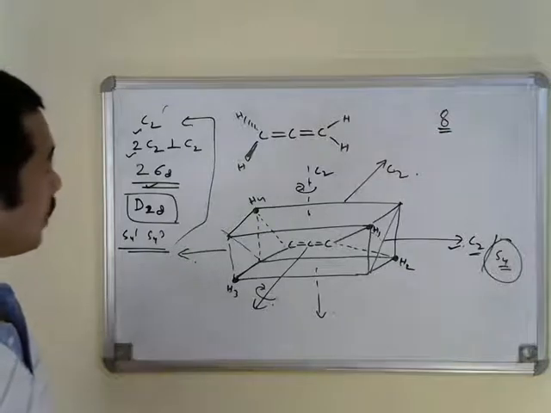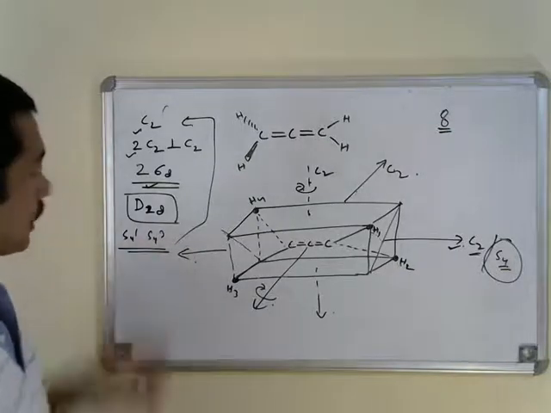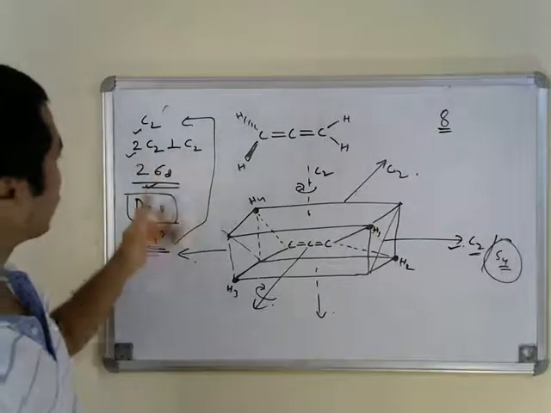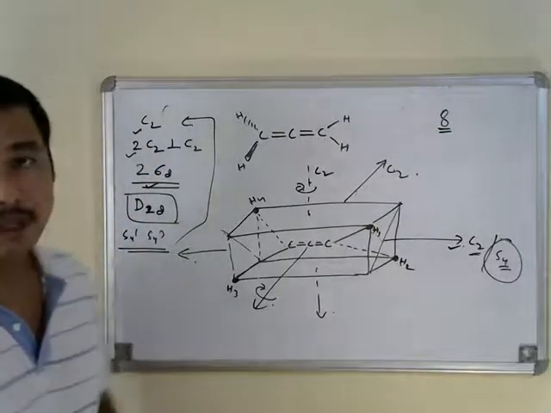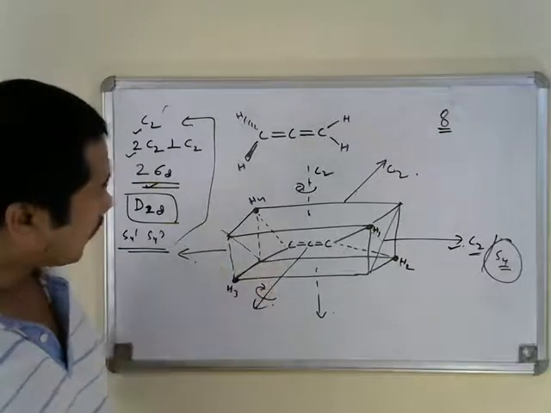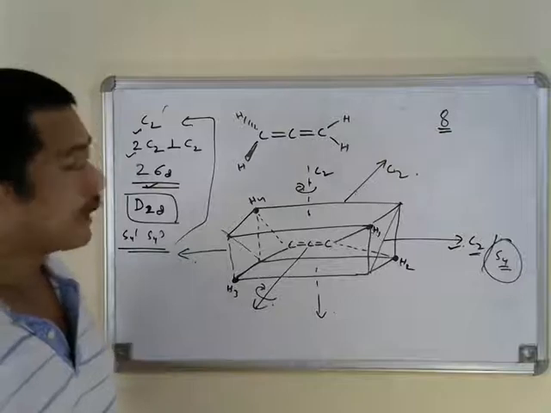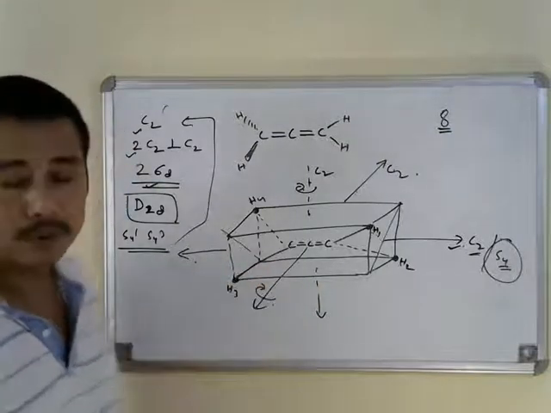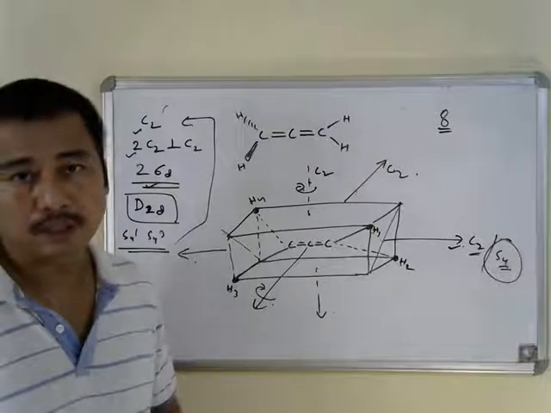So the symmetry point group in this case is D2d, as we have found: C2, 2 C2 perpendicular to C2, and there are 2 sigma d planes of symmetry in this molecule. So what we have seen, again, is how one can find out the point group of the allene molecule by considering the hydrogen atoms to be at opposite corners of a cube.